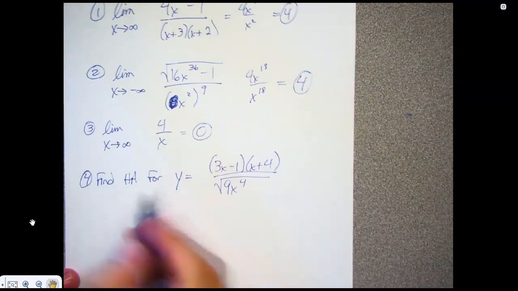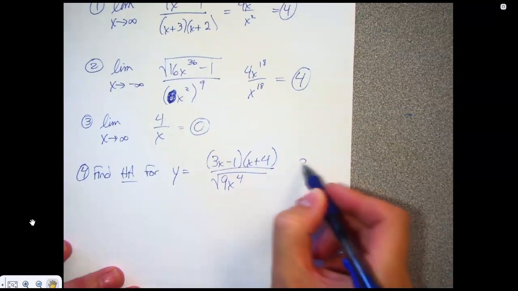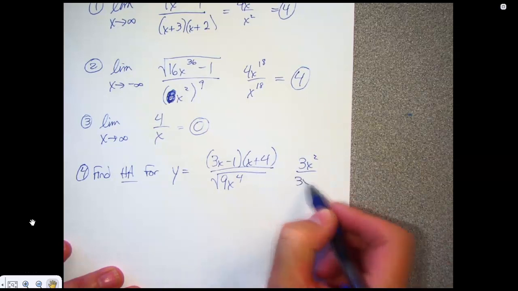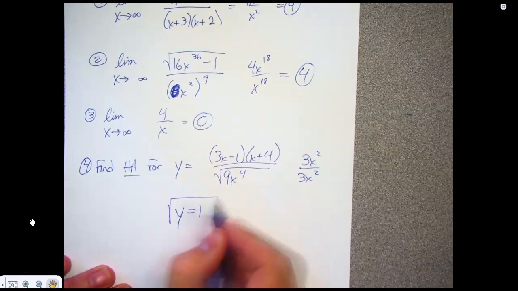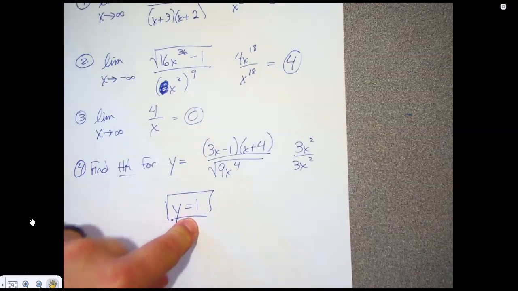And this one I'm asking for horizontal asymptote, so you're going to give me your answer as an equation. So this would be 3x squared on top. If I simplify the bottom, what do we get? 3x squared. So where's your horizontal asymptote? Y equals 1. And again, if you just tell me 1 in this one, it's not right. Because I'm asking for an asymptote. That's a line.